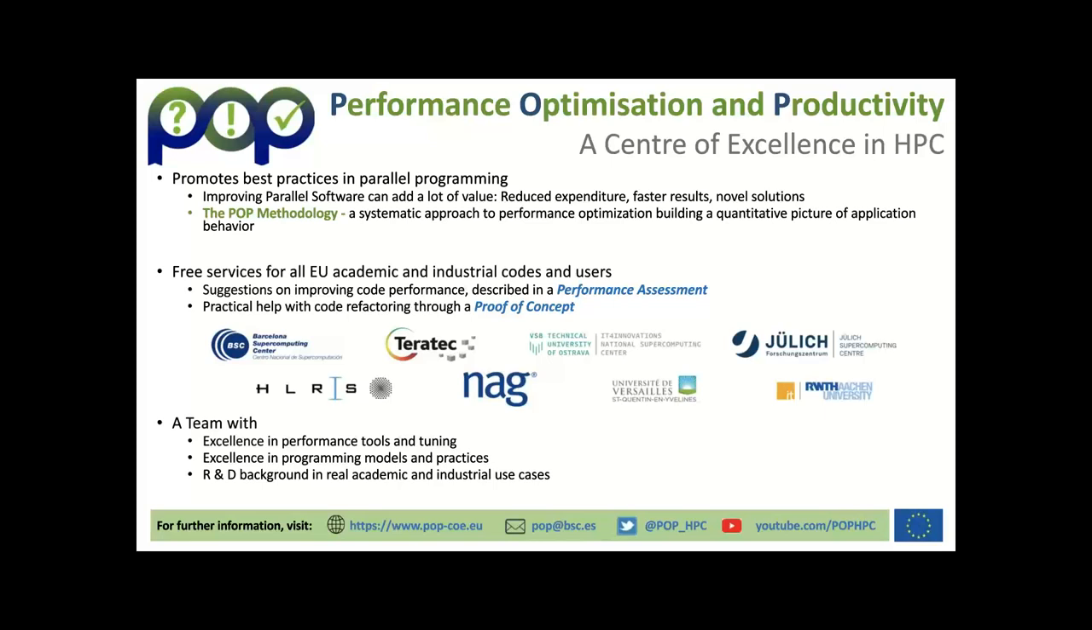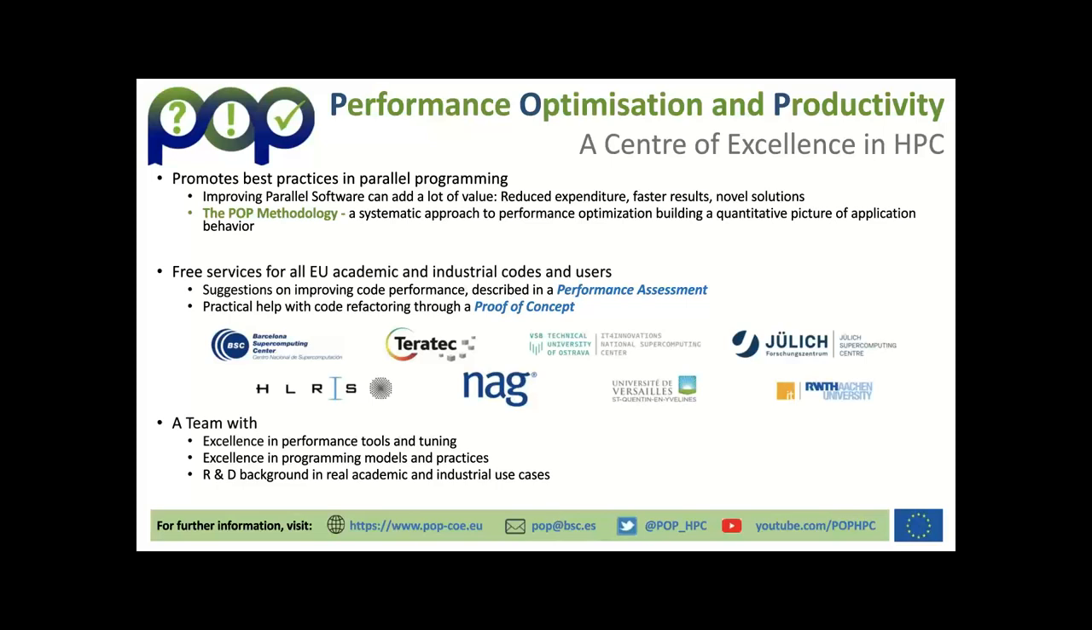So the goals of the POP project are basically two. First of all, we want to promote best practices in parallel programming, in particular in high performance computing. Because everybody depends on compute time, and if we increase the efficiency of our codes, everybody will win. And for that, we develop a POP methodology for performance analysis, and that is one of our main outcomes of the project. And maybe most relevant in this context is that we actually offer free services to European academic and industrial code owners and users.